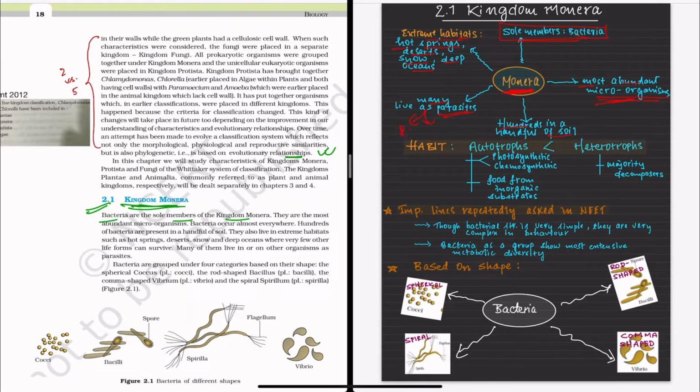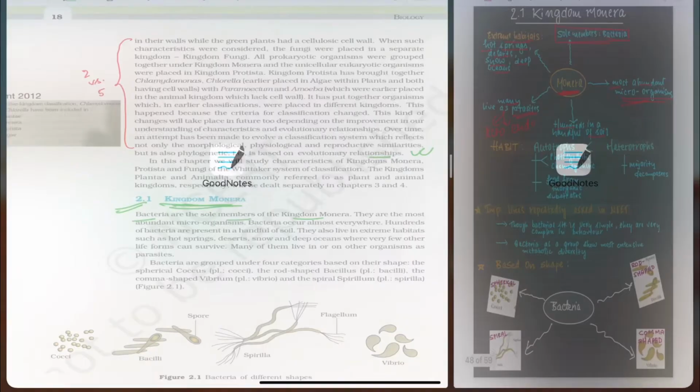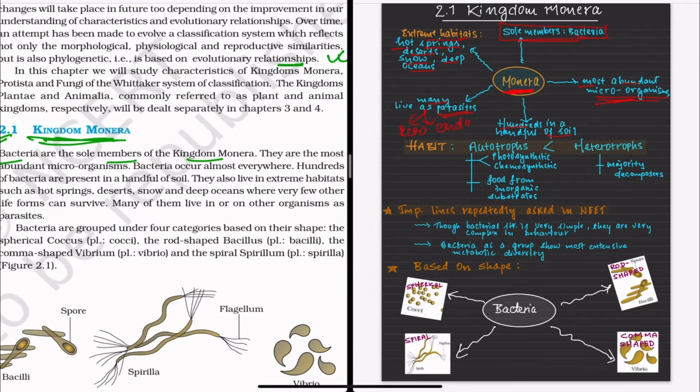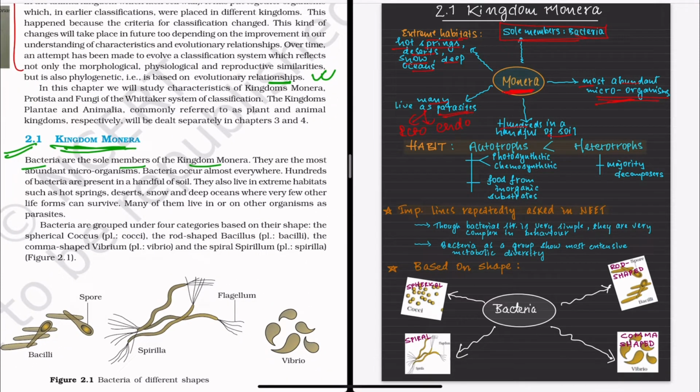Look how NCERT hides details from us. Look what NCERT has up its sleeves, how it hides details. Look at this line: bacteria, the sole members of the kingdom Monera. This is why dissection of the NCERT lines is important. They do hide details, and then you say, no, it is out of syllabus, it is not given in NCERT. But we have to dissect each and every line of NCERT.